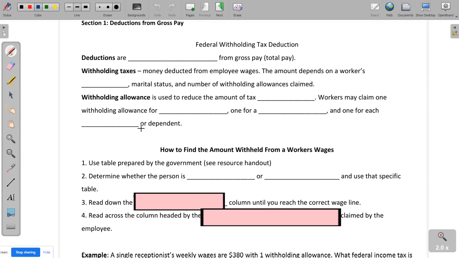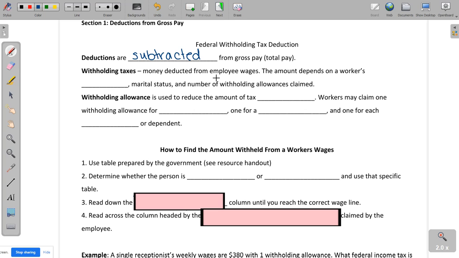Today we are looking at deductions from gross pay. Deductions are subtracted from gross pay, which is also your total pay.